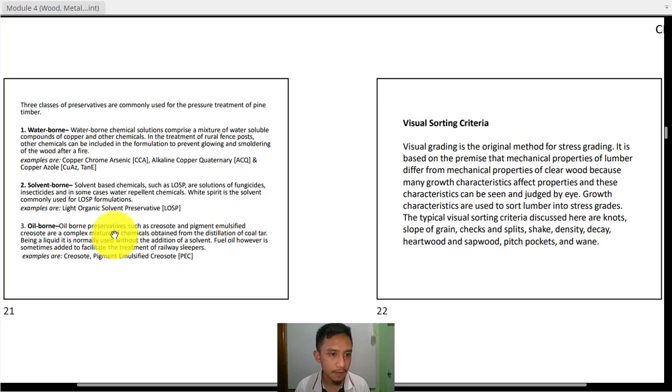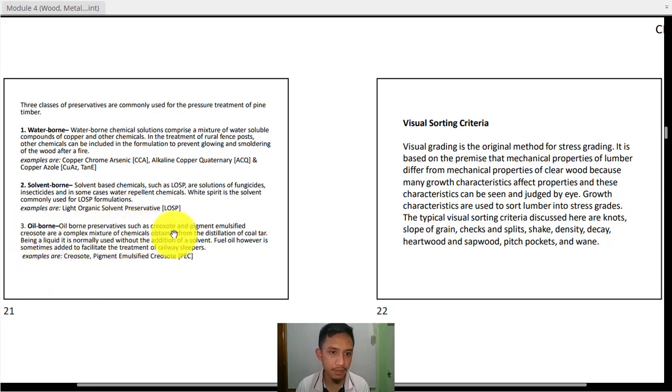And then we have your solvent-borne. Solvent-based chemicals such as LOSP are solutions of fungicides, insecticides, and in some cases water repellent chemicals. White spirit is the solvent commonly used for LOSP. LOSP stands for light organic solvent preservatives. Oil-borne is an oil-based treatment.